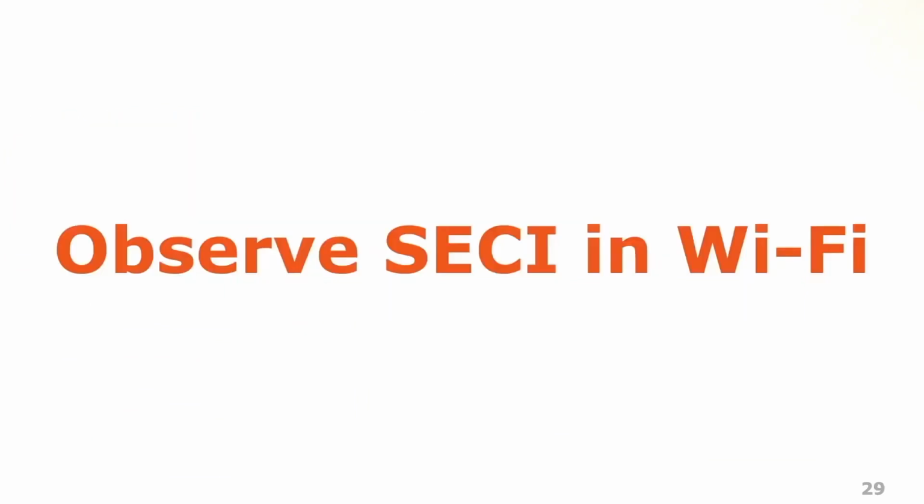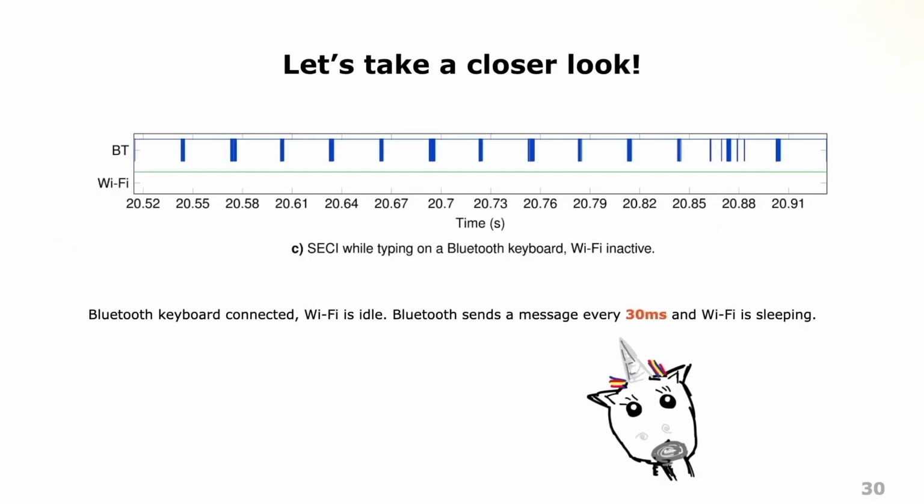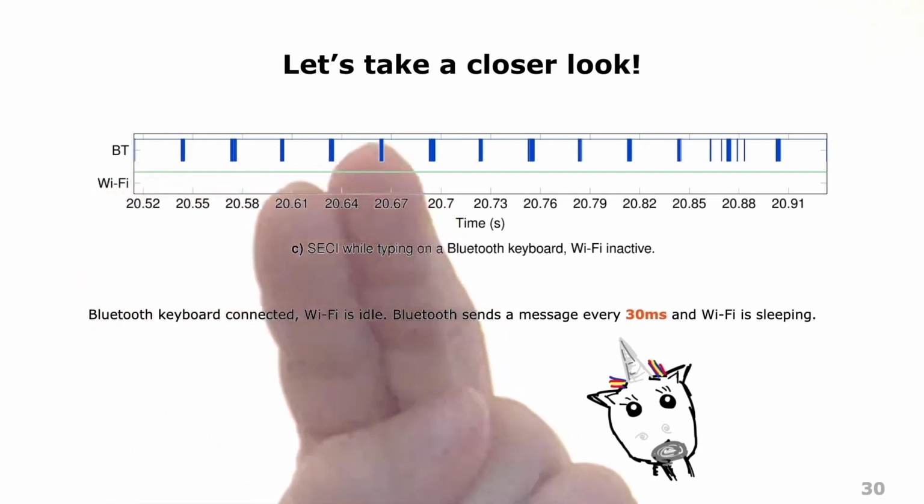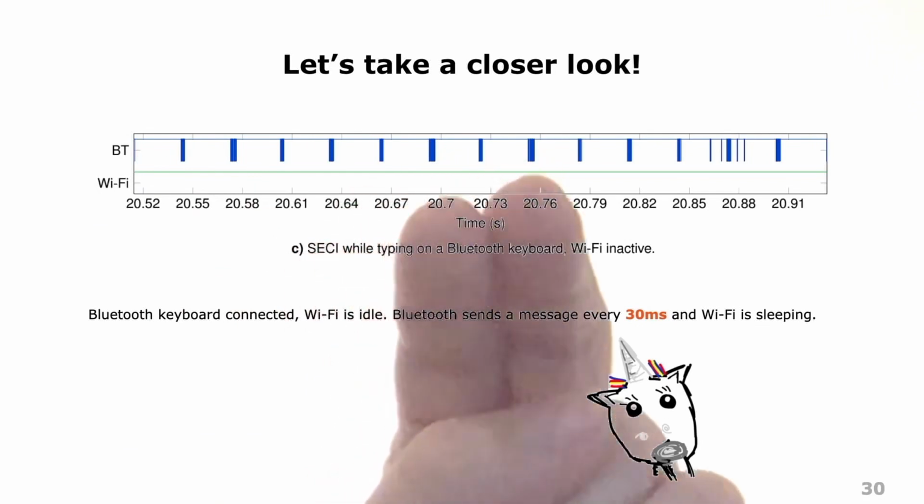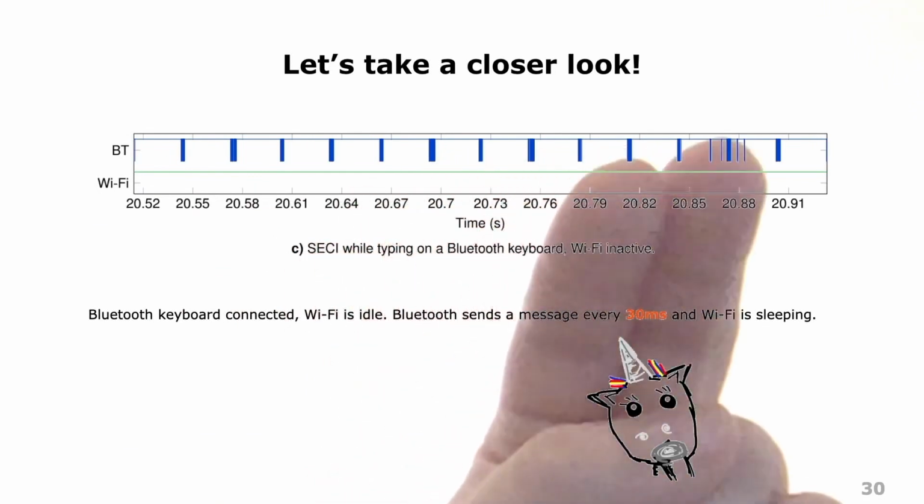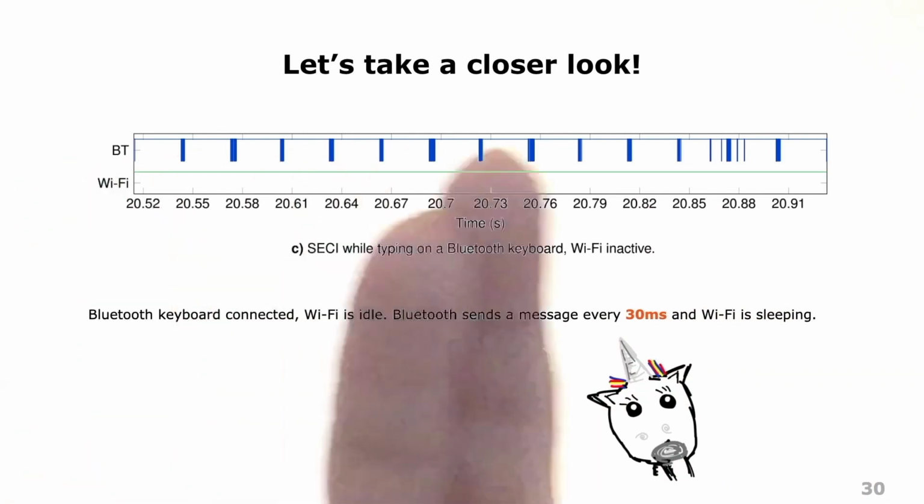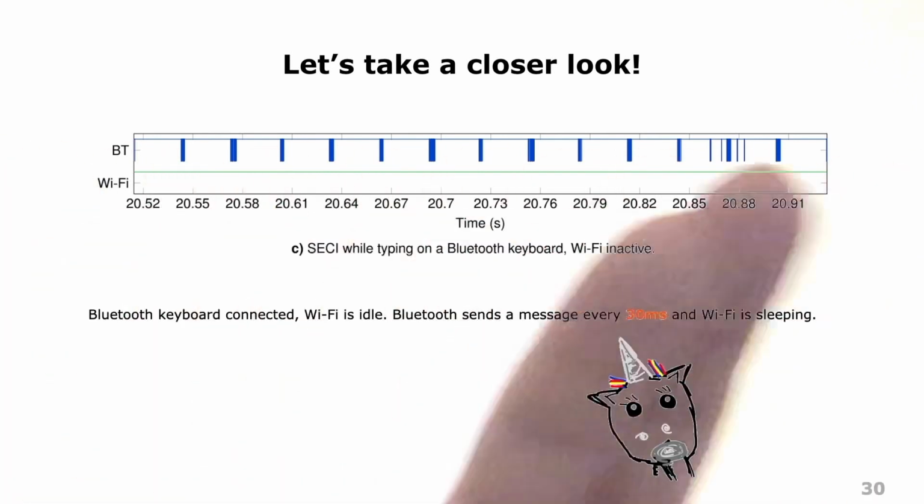Let's take a closer look now at the messages that Bluetooth sends to Wi-Fi and if we can use such information for an attack. These are the SECI time diagrams when we have a keyboard connected over Bluetooth. Depending on the keyboard, we can observe SECI messages transmitted every 15 or 30 milliseconds. Bluetooth sends these SECI messages to inform Wi-Fi that it is going to poll the keyboard, so that Wi-Fi defers channel access meanwhile. In this diagram, Wi-Fi is idle, so there are no reject messages from Wi-Fi.